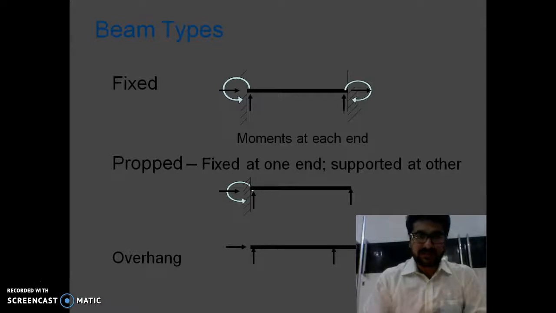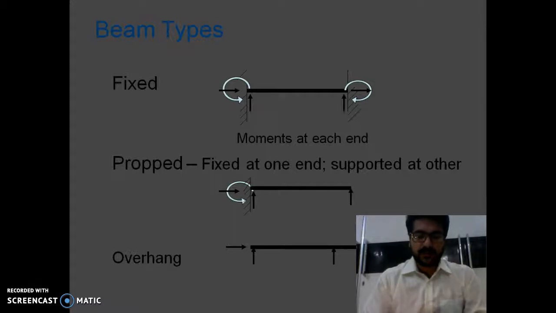As you can see in the fixed beam, both of the ends of the beam are fixed supports. That means it won't be able to have any rotational or any static movement over there. That will be maintained under static equilibrium completely. And as you can see in the prop cantilever, one side is fixed and the other end is roller support.